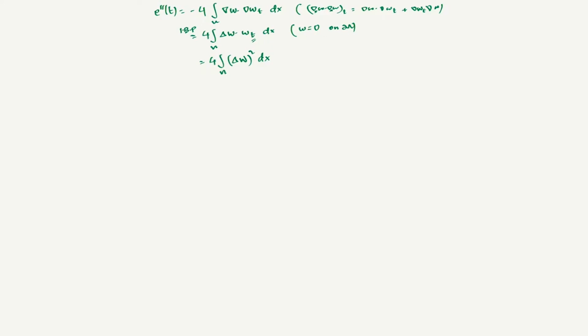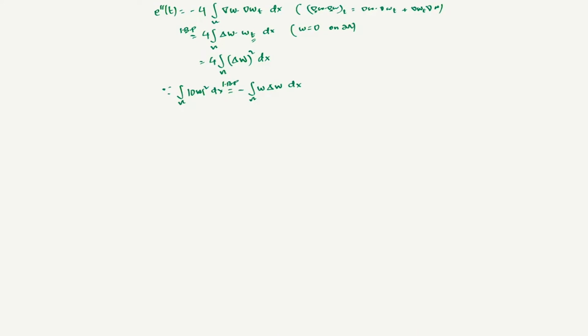This is what we are going to get, e double prime of t. Now therefore, what do we get? Therefore, the integral over omega of the gradient of w squared dx is equal to, as we got last time, the integral of w times the Laplacian of w dx. If we write it from integration by parts, we get this because w is 0 on the boundary. So we are going to get this.